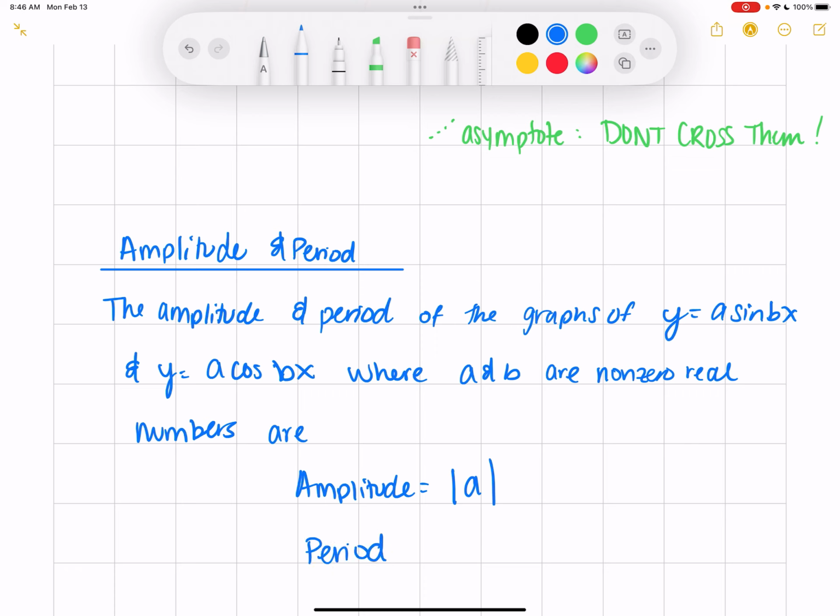And the period is 2 pi over the absolute value of b. So again, we just take the number that's in front of x, if there is one. Otherwise we assume it's 1. And so we put that in there.